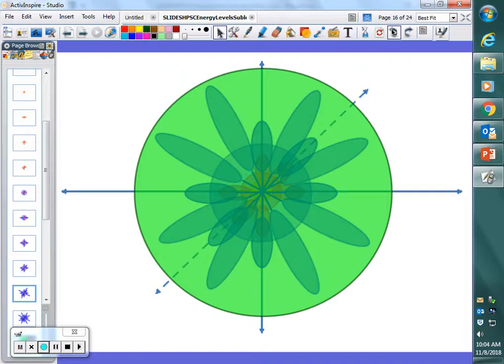Okay, so first there's a color change, right? What's the first shape we draw every time there's a color change? A circle. But that circle encompasses all of the other stuff that was drawn before it.